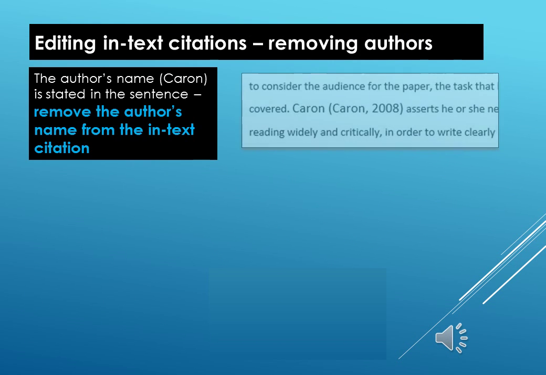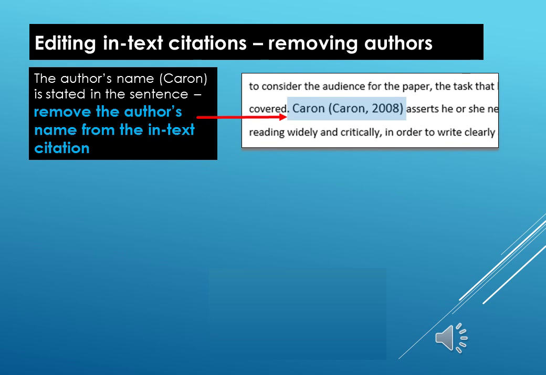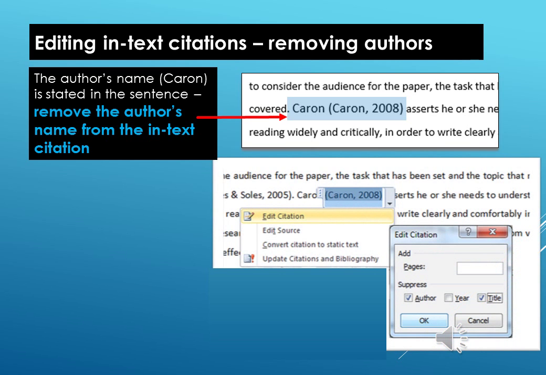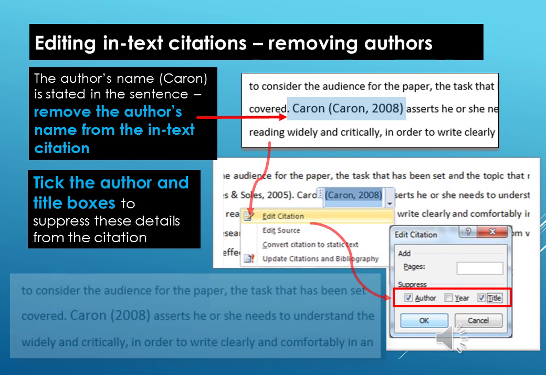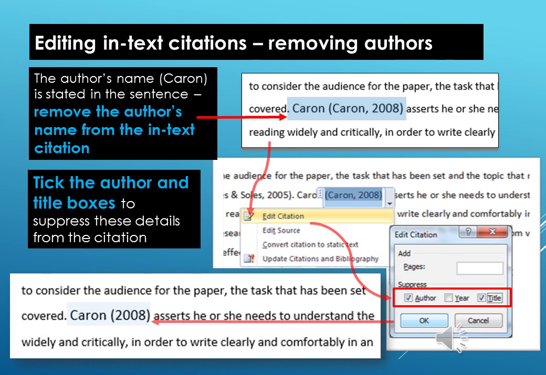In this example, the author's name is mentioned in the sentence, so you need to remove it from the in-text citation. Click inside the citation and click Edit Citation. Tick the boxes marked Author and Title in order to display only the year. Refer to a full referencing guide for information about how to include in-text citations.